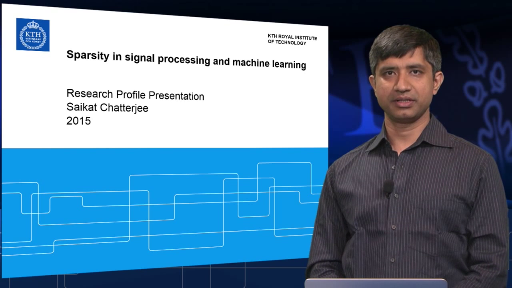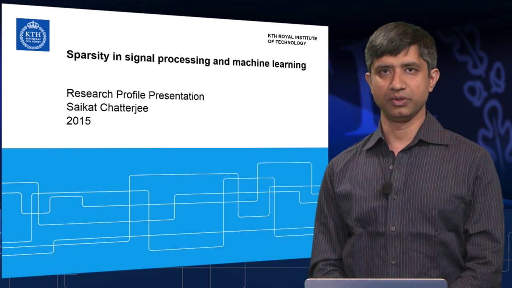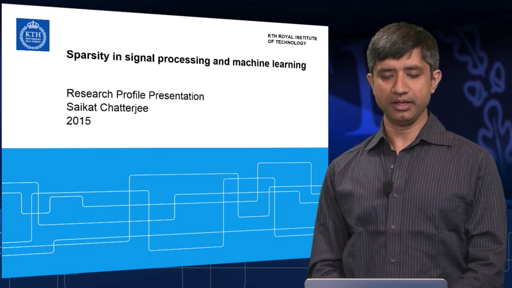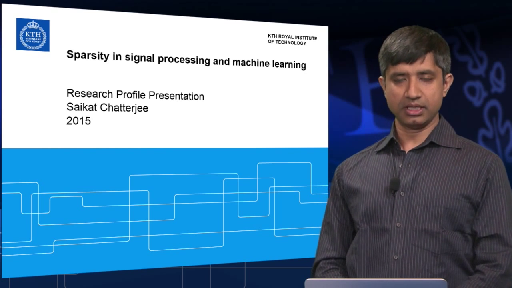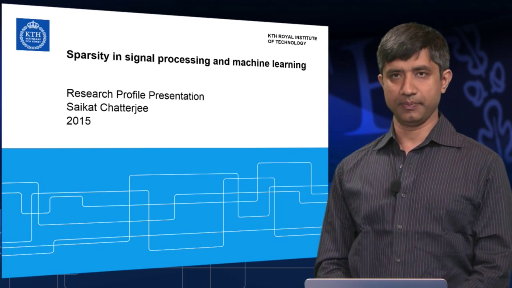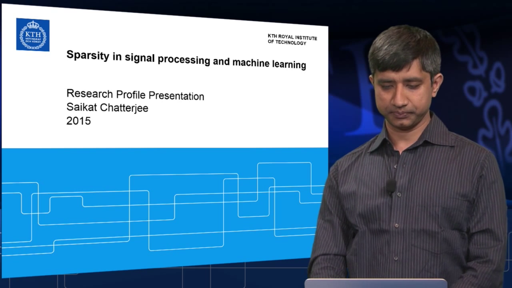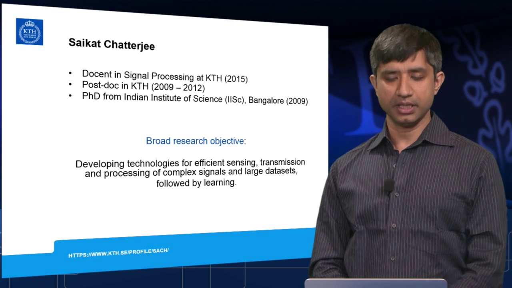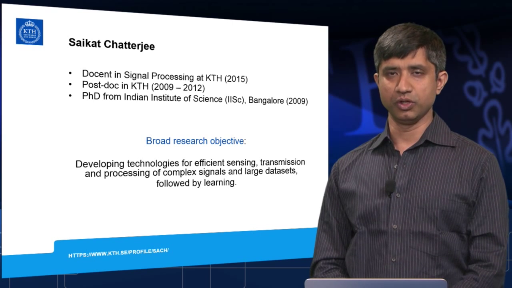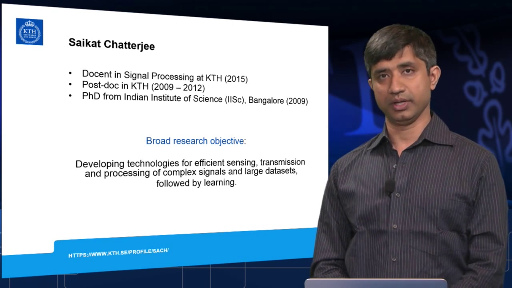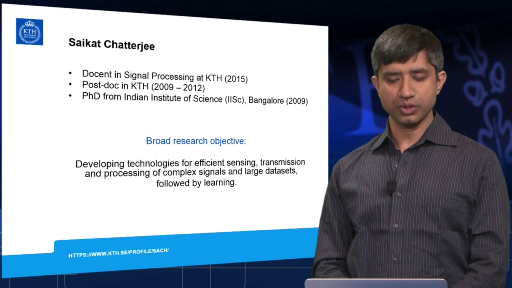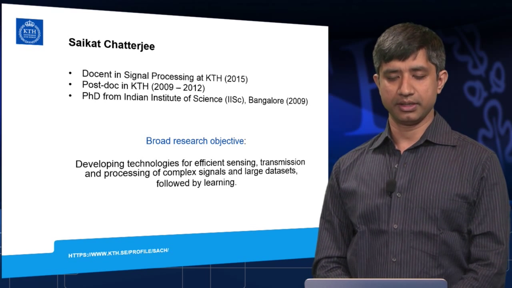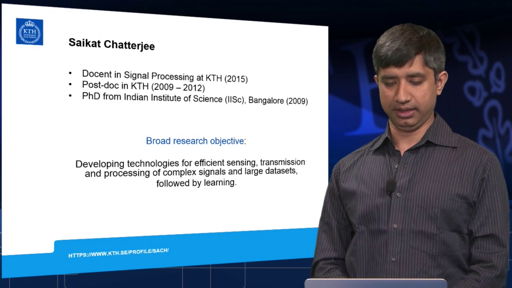I am Saikat Chatterjee from KTH, Royal Institute of Technology, Stockholm, Sweden, and the title of this presentation is Sparsity in Signal Processing and Machine Learning. About myself, I did my PhD from Indian Institute of Science, Bangalore in 2009, and then did my postdoc in KTH, and currently I am docent in signal processing at KTH.